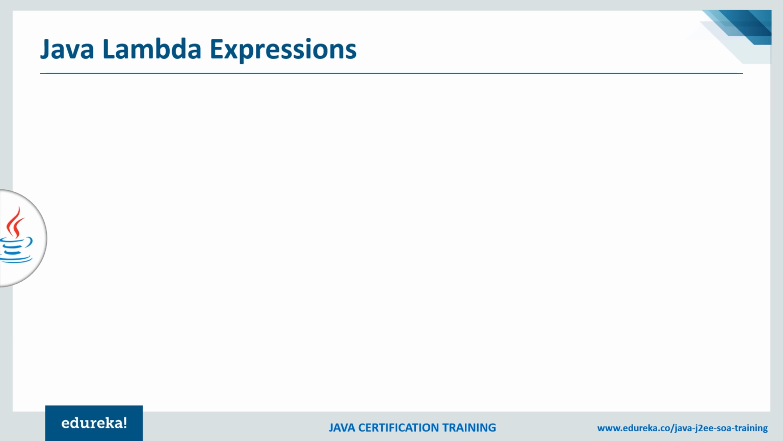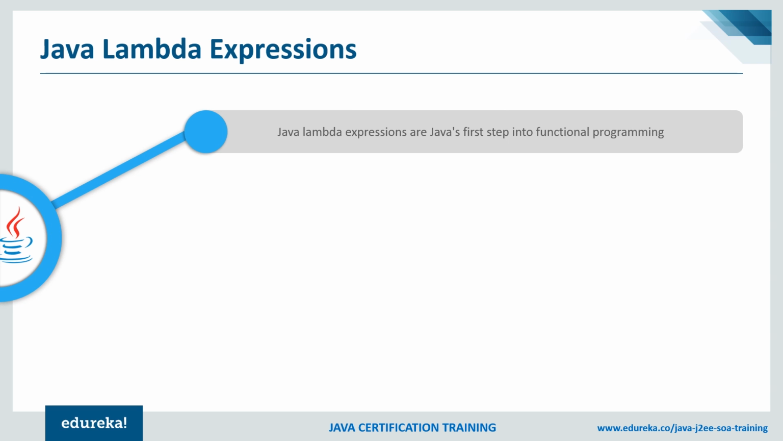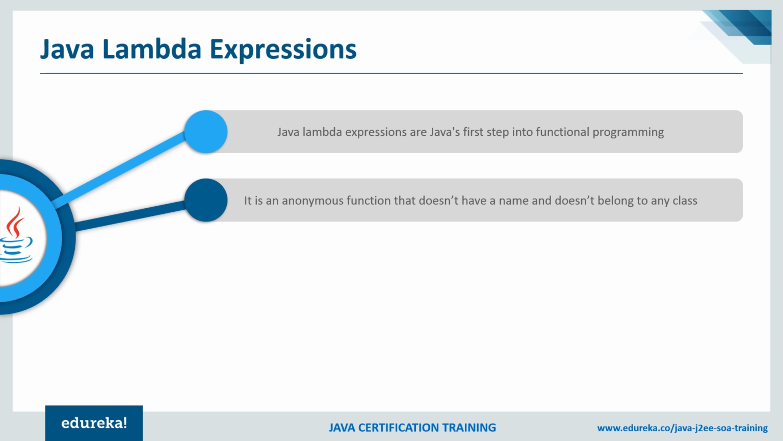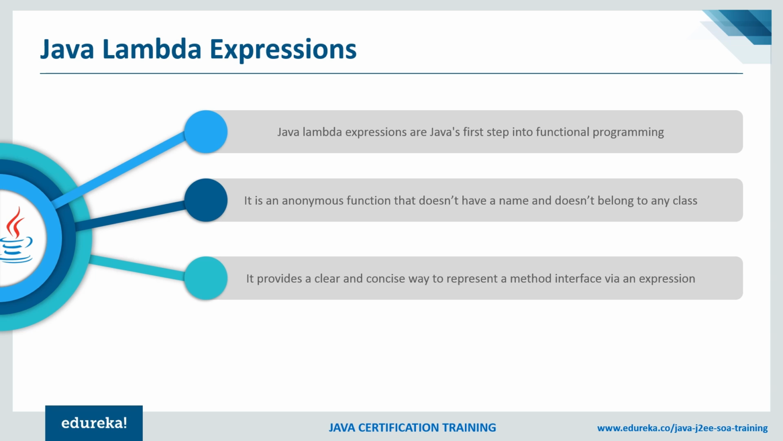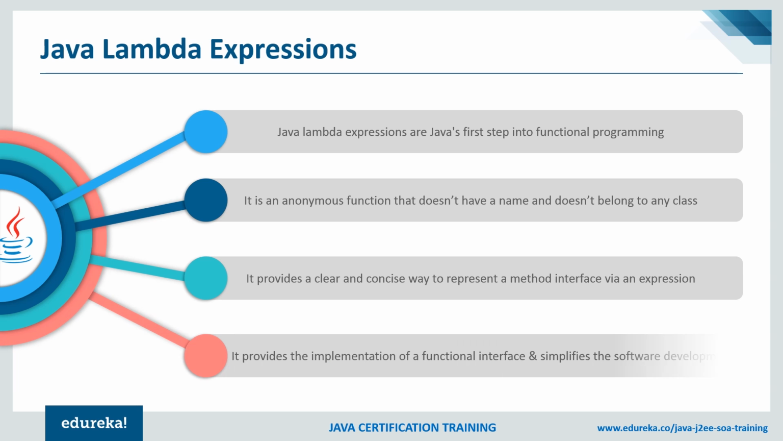We will now proceed with the lambda expressions. Java lambda expressions are a first step to begin with functional programming in Java. A lambda is an anonymous function that has no name and doesn't belong to any class. It provides a clear and concise way to represent a method interface via an expression. So it's one single expression, that would be all. It provides the implementation of a functional interface and simplifies the process of software development, so programming is simplified when we talk about lambda expressions.